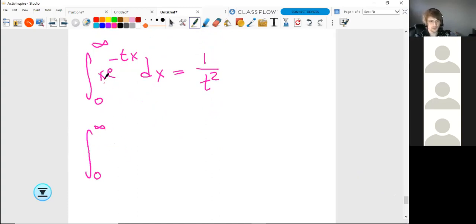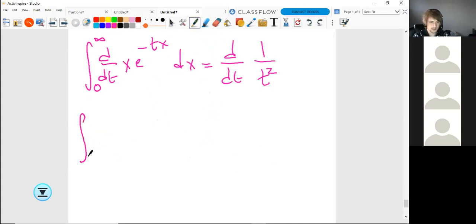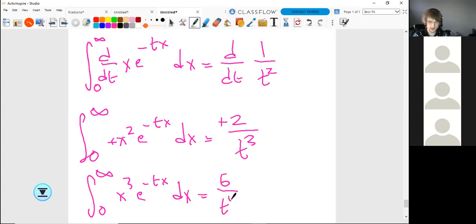Keep doing math. So if we take the derivative of this thing with respect to t again, d/dt of 1 over t squared, then we get the integral from 0 to infinity of minus x squared e to the minus tx dx equals 2 over t cubed. Minus sign, but then we make this a plus. And then if we take the derivative again, we get 0 to infinity x cubed e to the minus tx dx equals 6 over t to the 4th.